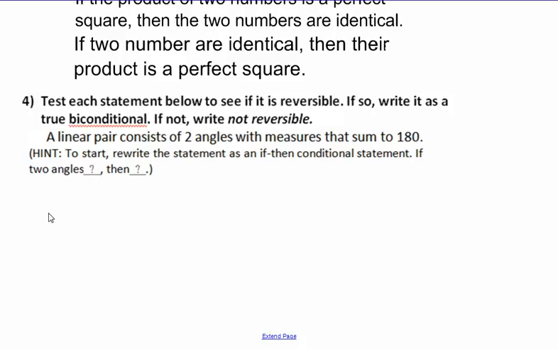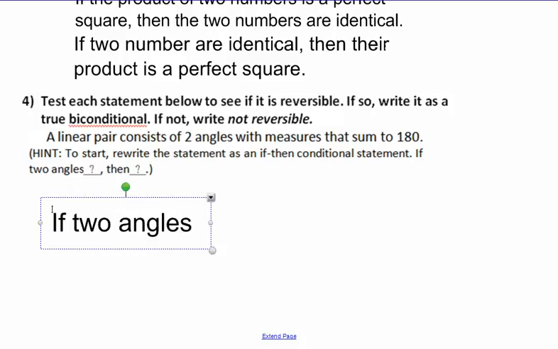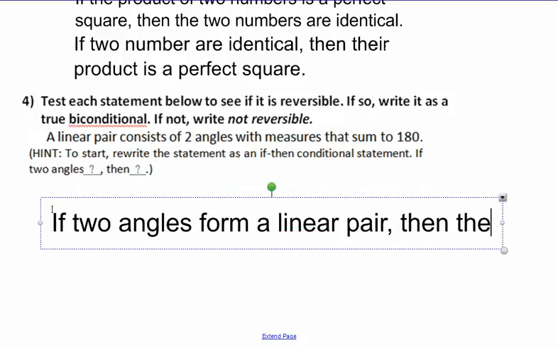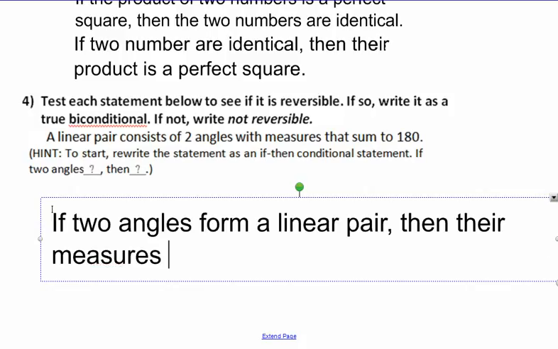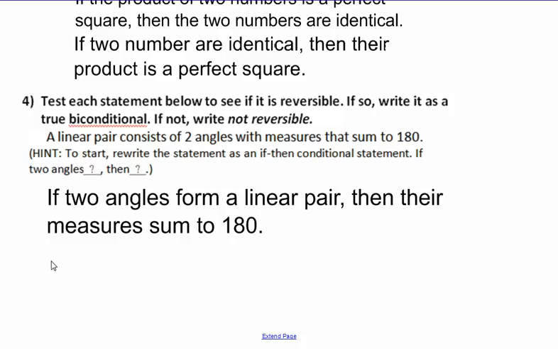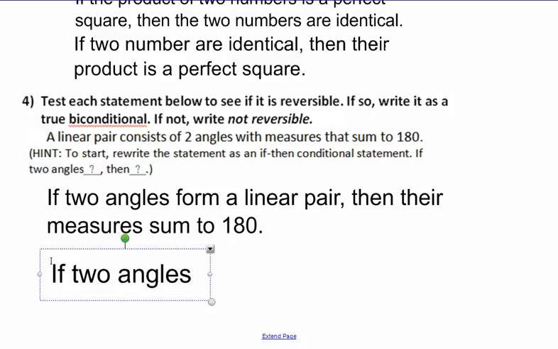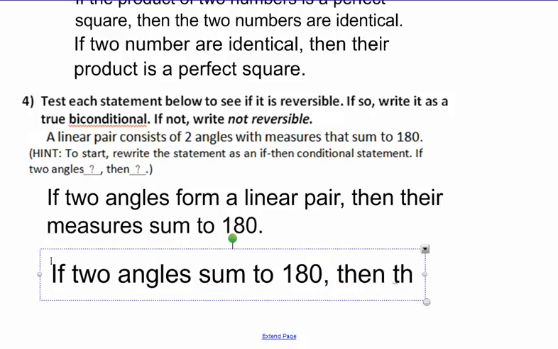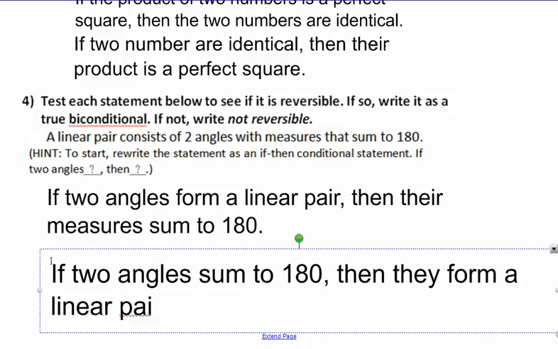So we're going to rewrite it as a conditional. We're going to say, if two angles form a linear pair, then their measures sum to 180 degrees. That's true. If two angles sum to 180 degrees, then they form a linear pair.